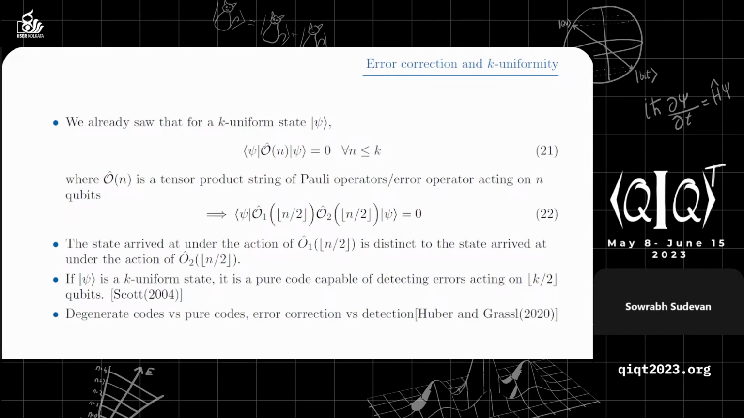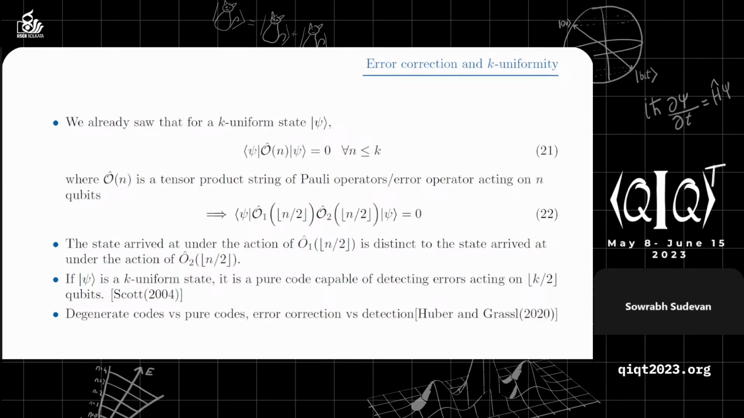Now, we have looked at what is error correction. Now let's see what is the connection between our measure of entanglement and error correction. So we already saw that for a k-uniform state, the expectation value of all, let's say, tensor products of Paulis up to n qubits is 0.